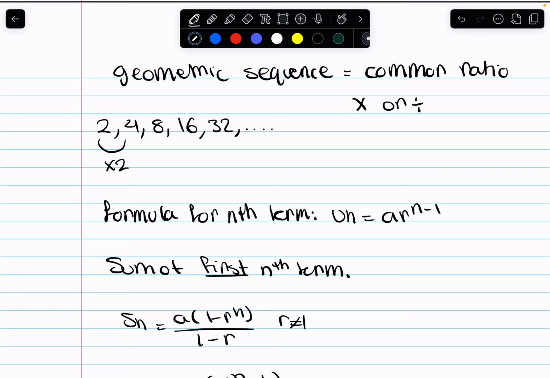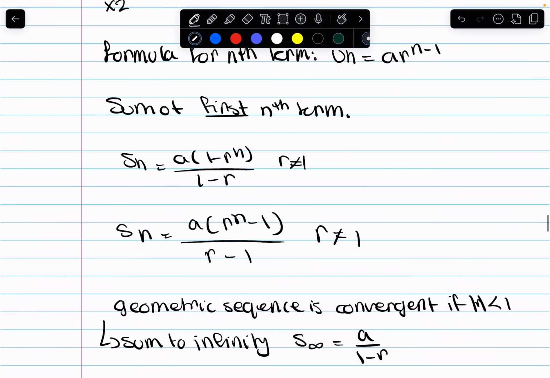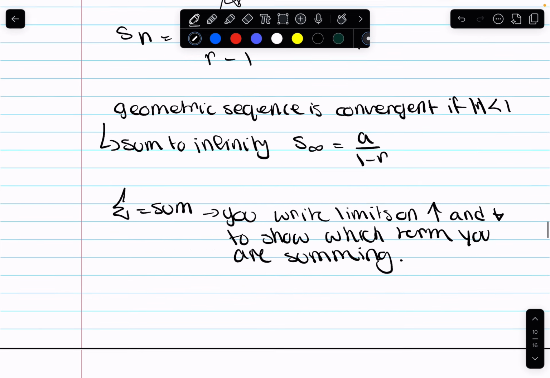Geometric sequence means you have a common ratio, so multiplying or dividing. The formula is a times r to the power of n minus 1. The sum of the first n terms, Sn, is either a times 1 minus r^n over 1 minus r, where r is not 1, or the opposite way around: r^n minus 1, and again r minus 1.